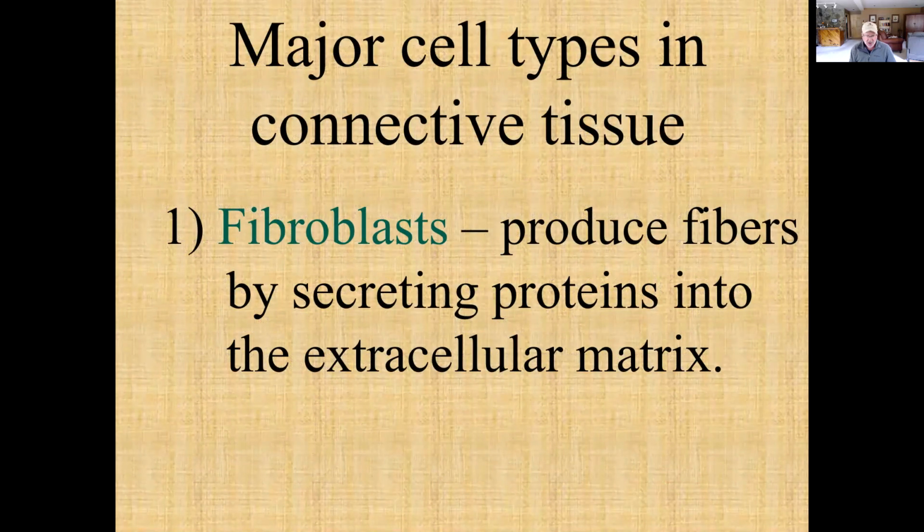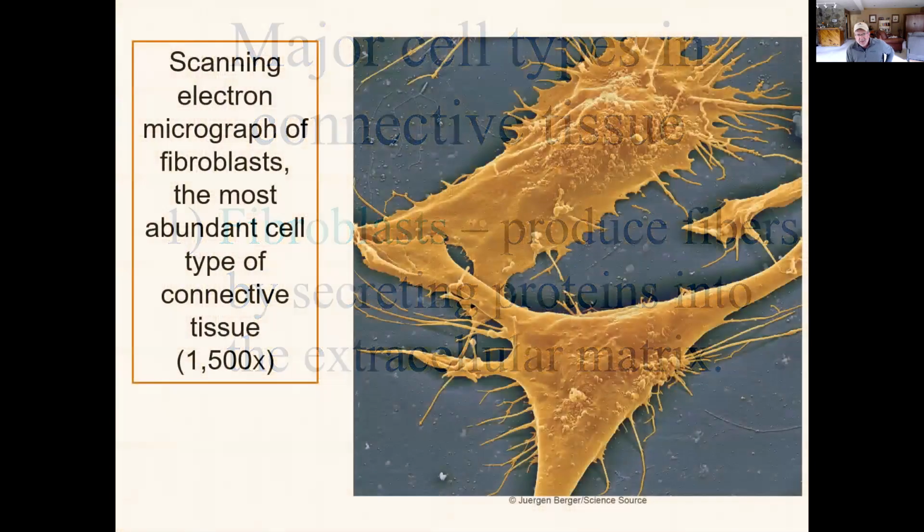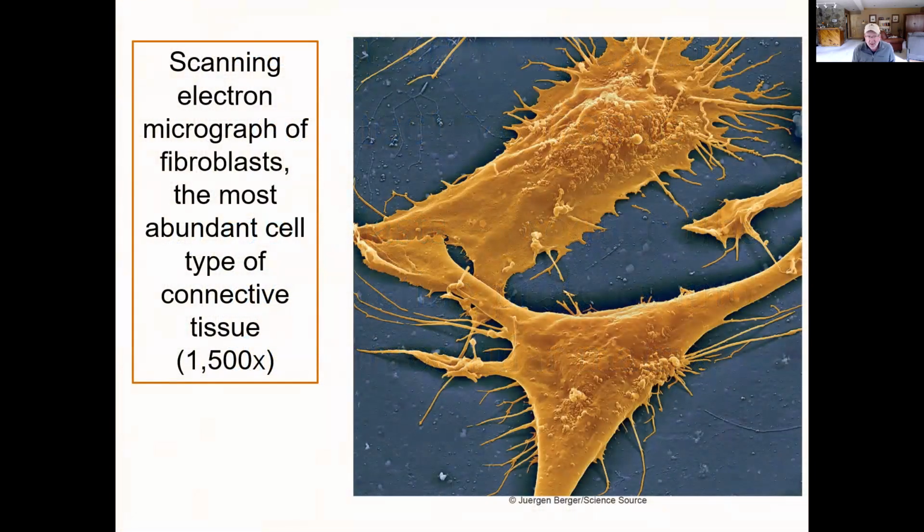Okay, you heard me mention a few moments ago, the most common type of cell found in connective tissue is the fibroblast. What these cells do is they secrete different types of protein fibers that become part of that extracellular material called the matrix. And here's an electron micrograph magnified 1,500 times of several fibroblasts. They're sometimes described as star-shaped cells. They're quite large. And again, the function of these fibroblasts is in secreting proteins into this extracellular matrix.